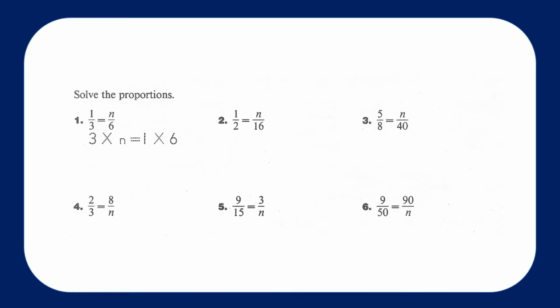Question number 2. We have 2n equals 1 times 16. So 2n equals 16. We're going to divide by 2, divide by 2, n equals 8.